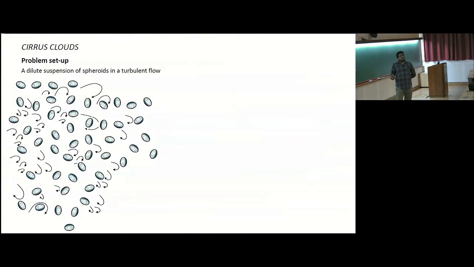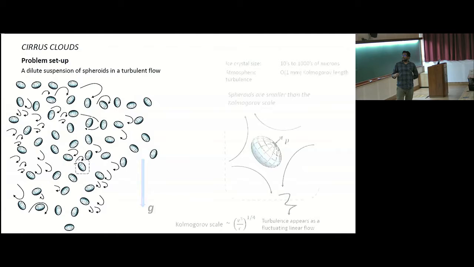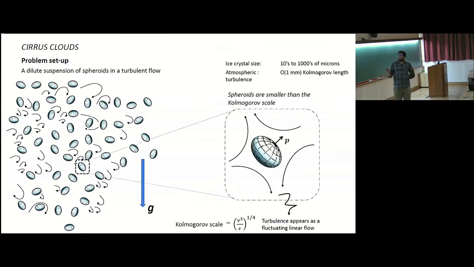So the problem consists of a dilute suspension of ice crystals, which are modeled as either prolate or oblate spheroids. They are immersed in a homogeneous and isotropic turbulent flow field, and the entire suspension is acted upon by gravity. In the atmosphere, these ice crystals are usually micron sized, while the Kolmogorov scale of the atmospheric turbulence is millimeter sized. This I'm talking with respect to the cirrus clouds.